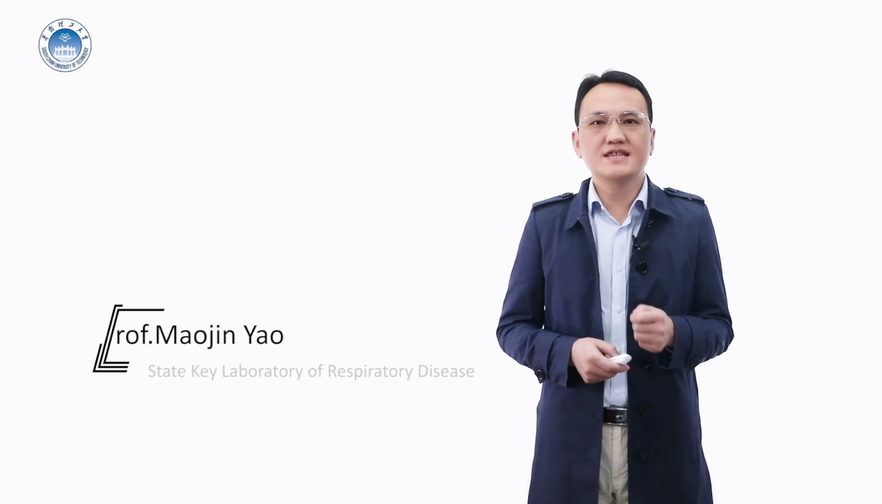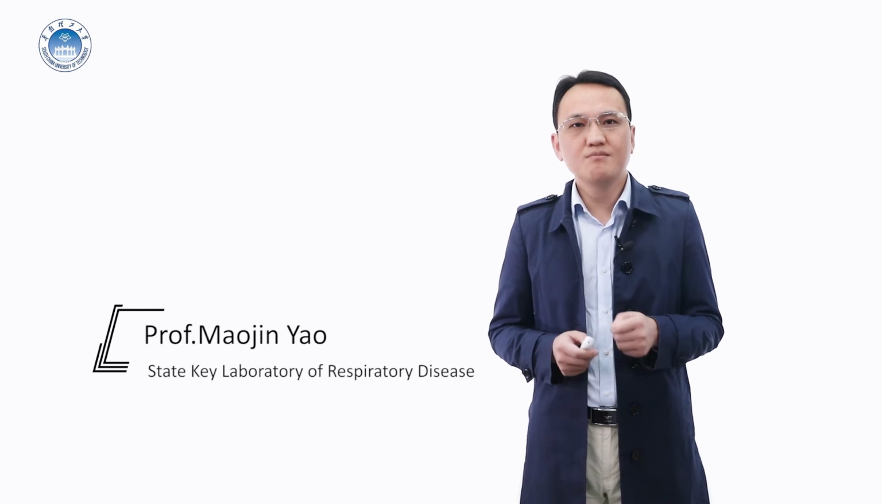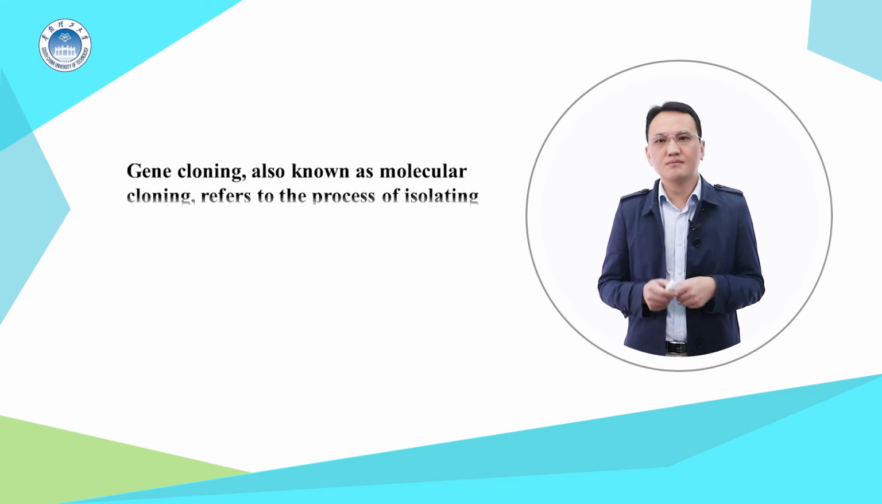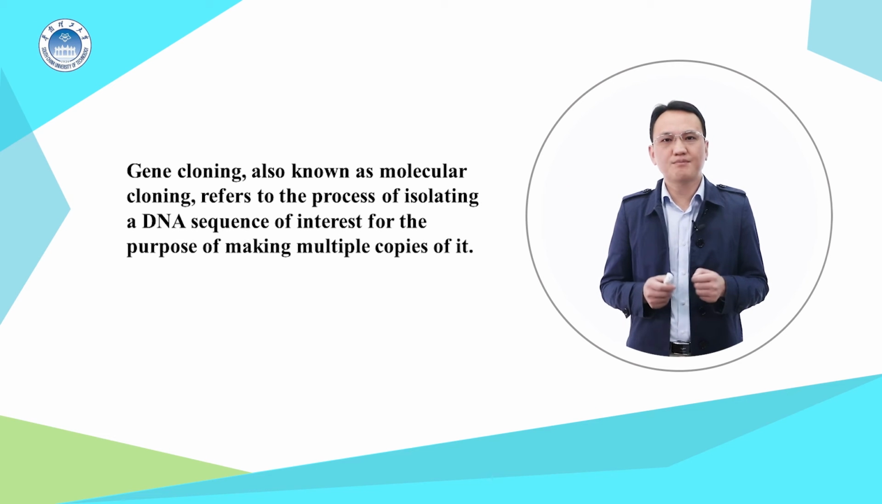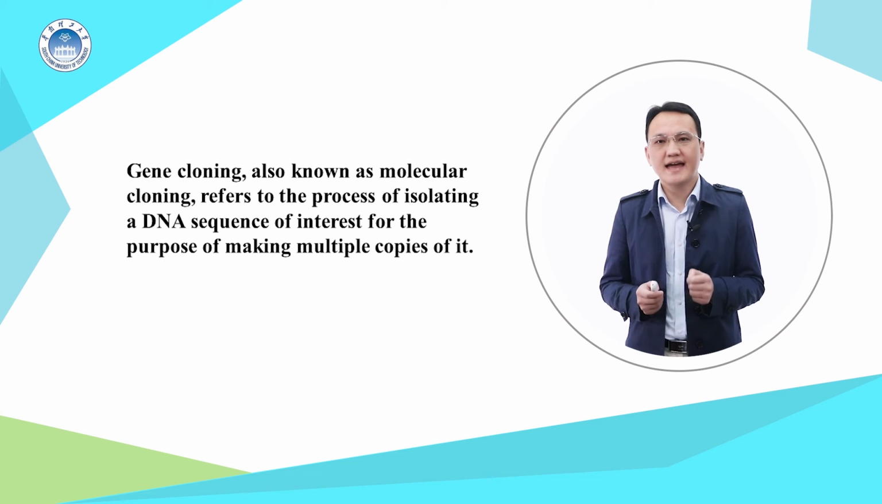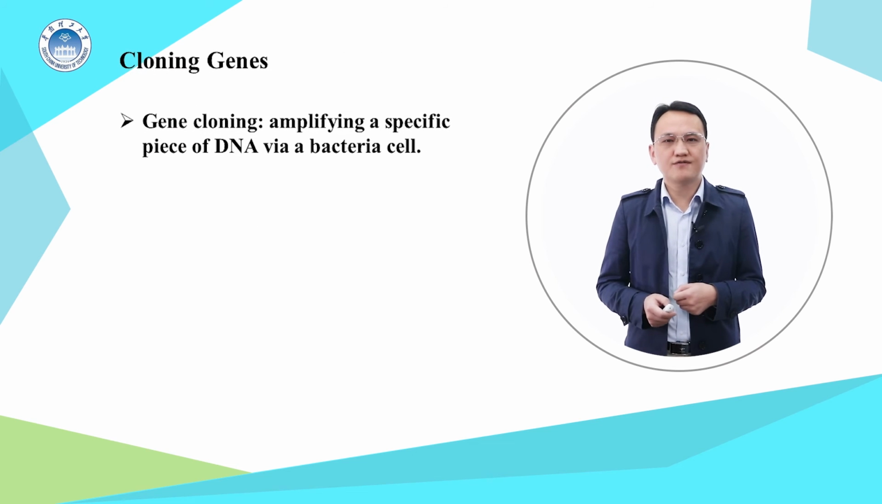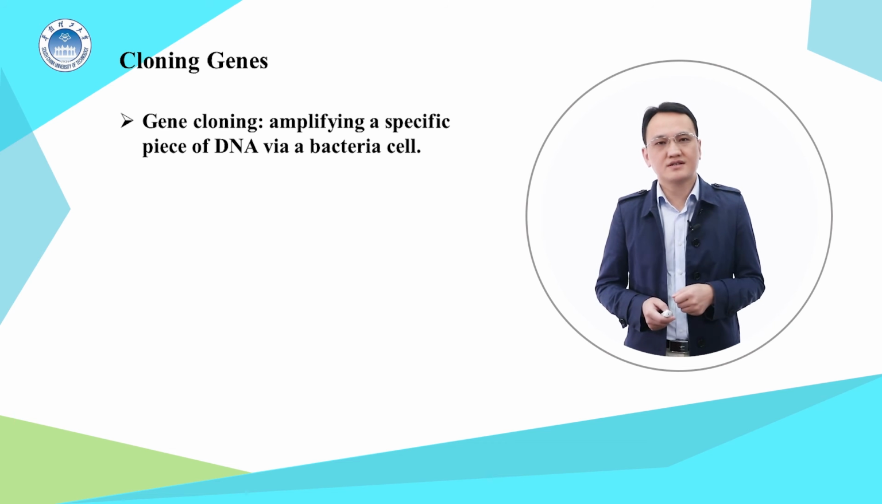After amplifying the candidate gene fragment, we move to the next step of gene cloning. Gene cloning, also known as molecular cloning, refers to the process of isolating a DNA sequence of interest for the purpose of making multiple copies of it. The identical copies are clones, used to make recombinant DNA, a form of artificial DNA. Gene cloning amplifies a specific piece of DNA via bacterial cells.